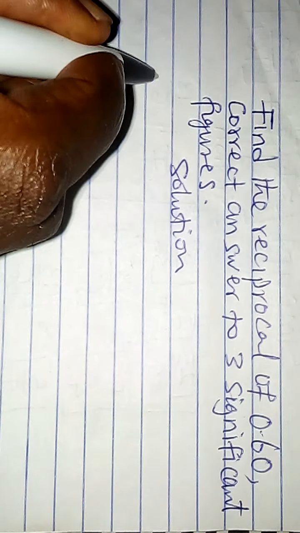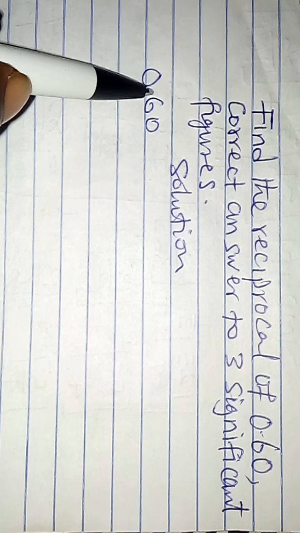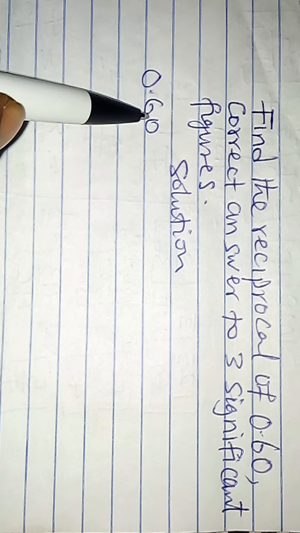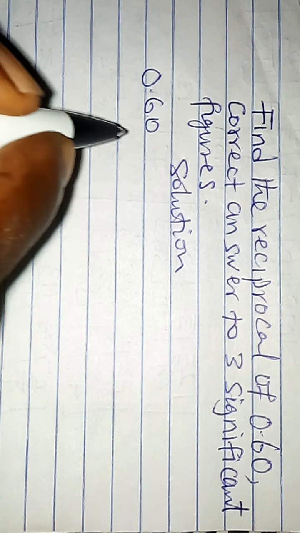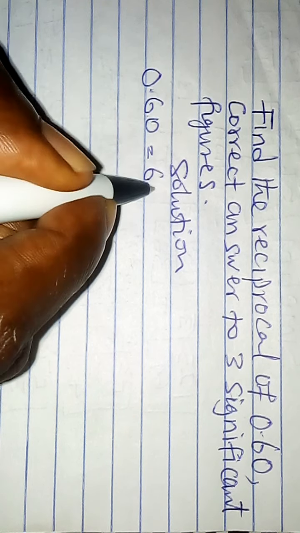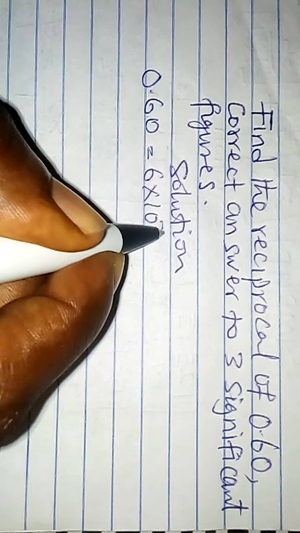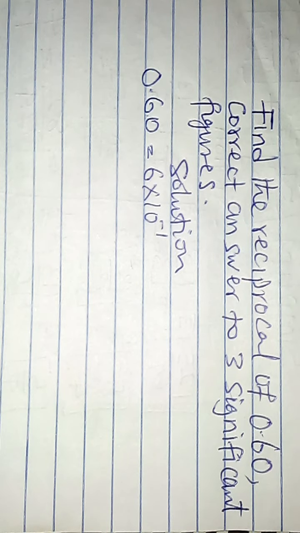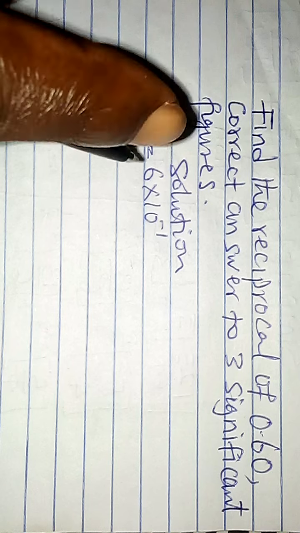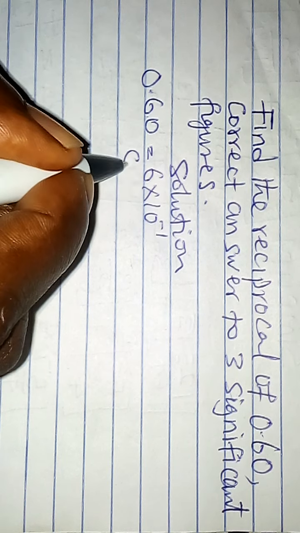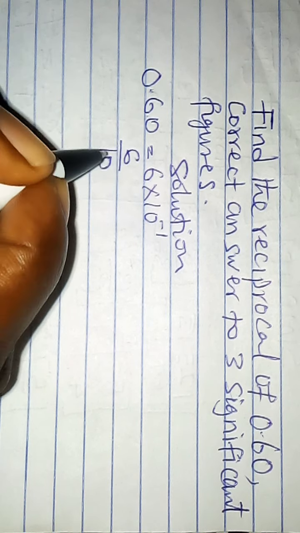0.60. If we are to represent it in standard form, it means that we are going to move this decimal to this point. It will now be 6 times 10 raised to the power of minus 1. So at this point, we can also write this number as 6 all over 10.